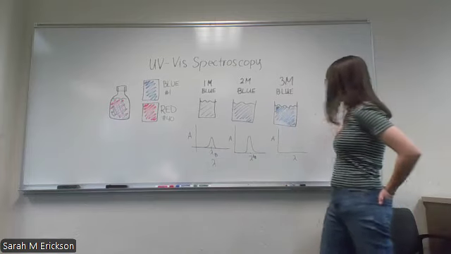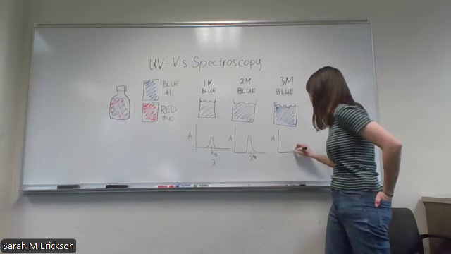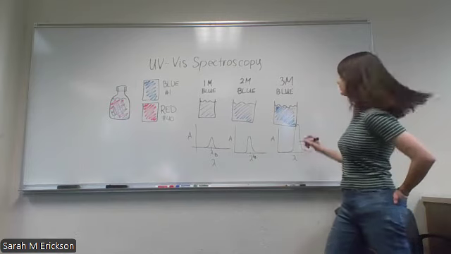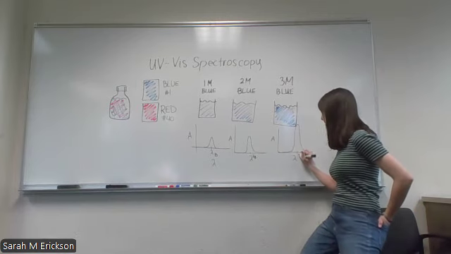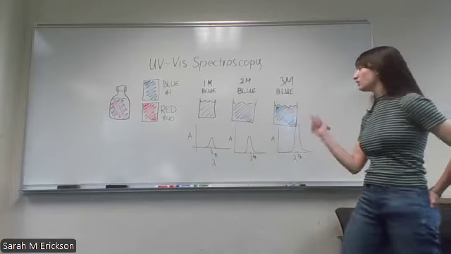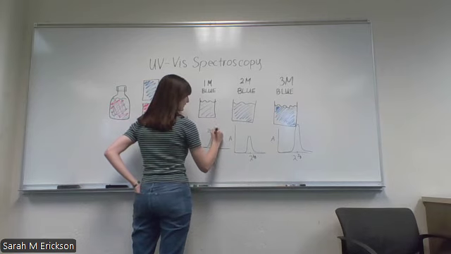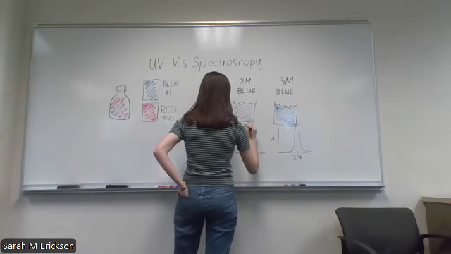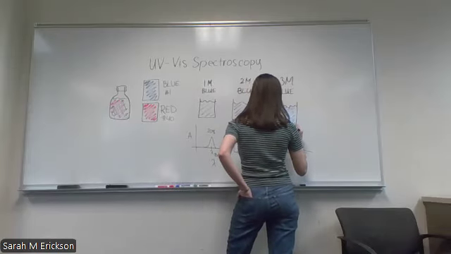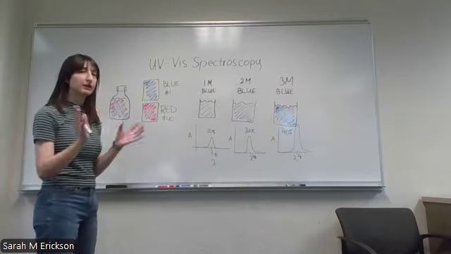And maybe we do this again a third time for our 3 molar blue. And now we see a really big peak telling us that it absorbed quite a bit, right? So again, this is at the same spot on the x-axis, lambda B, but we just absorbed way more light. So maybe over here we absorbed 20% of our light, and over here we absorbed 30% of our light, and over here we absorbed 40% of our light. We're going to use this information to make our calibration curve.